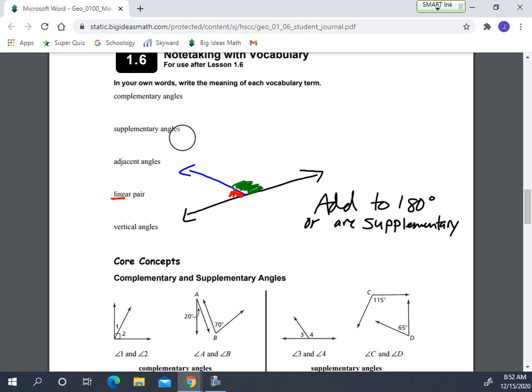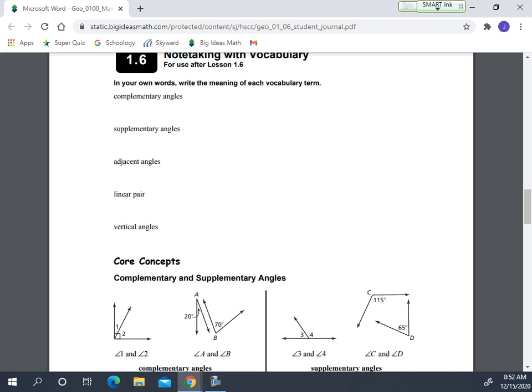Vertical angles, I talked about that earlier. Vertical angles, if we had a line and another line, vertical angles are across from each other. They are equal.